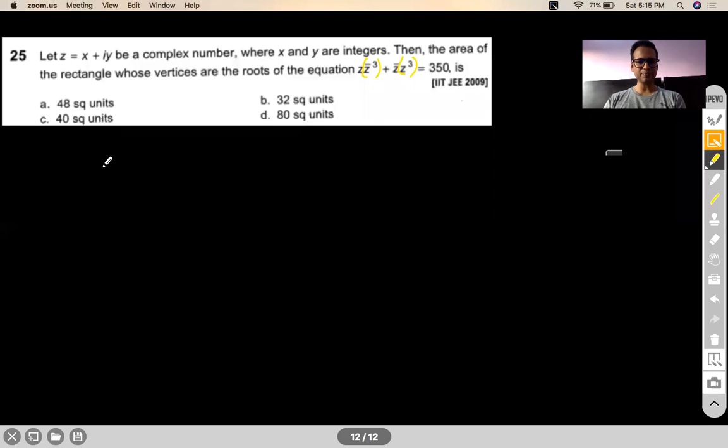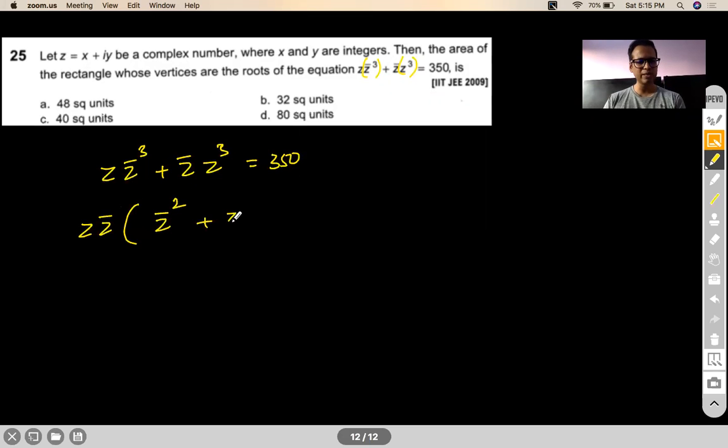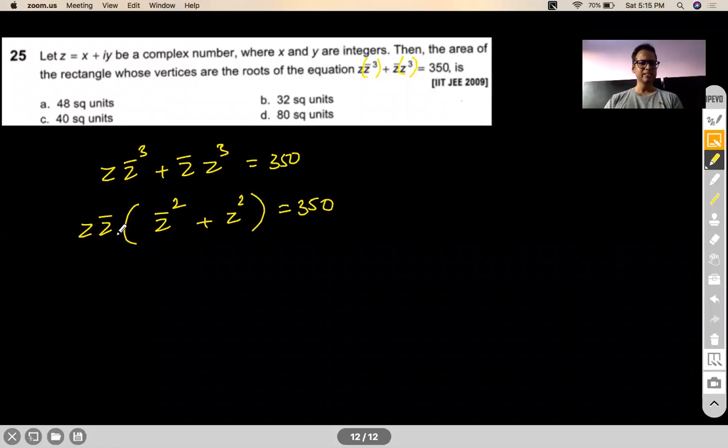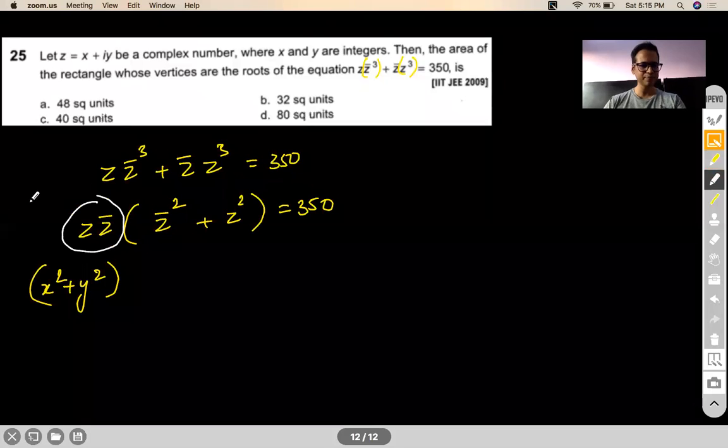See, first of all, z conjugate cube and z conjugate z cube equal to 350. Before putting the values of z as x plus iy, I would like to take z conjugate common. So this will be z conjugate square z square equal to 350. Okay. Z conjugate z is nothing but mod z square. Mod z square means x square plus y square. Correct. This guy is mod z square.